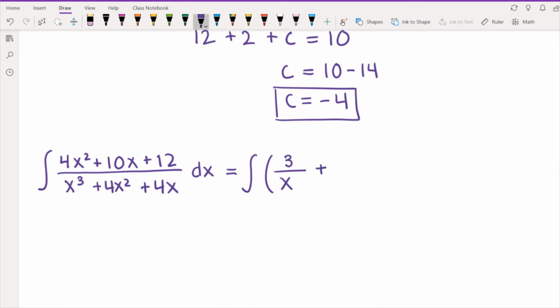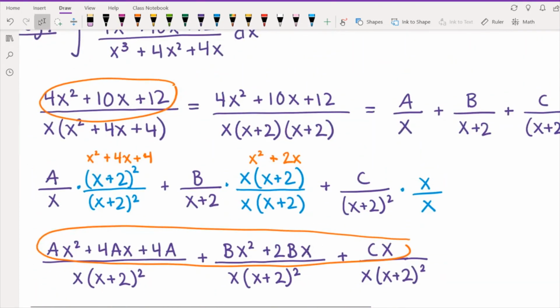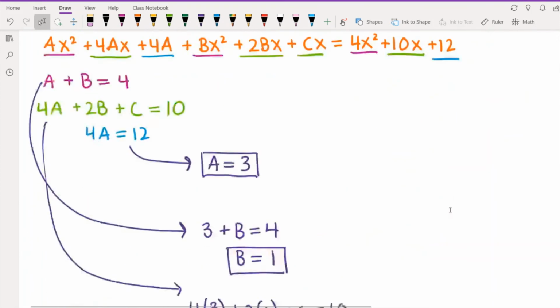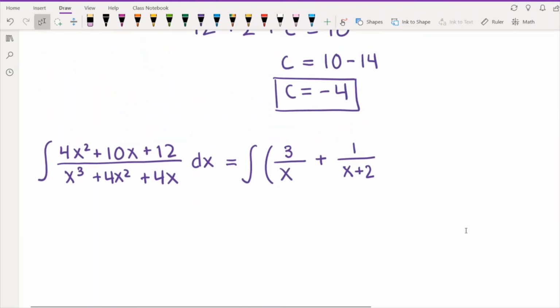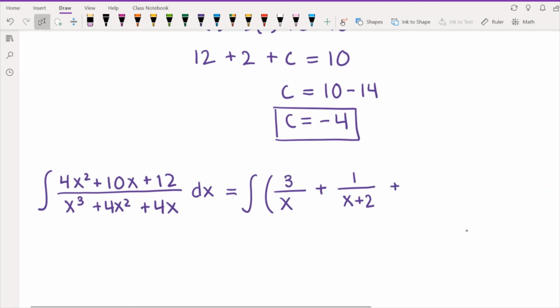And then for b, we found that b was equal to 1. That was the numerator that went with x plus 2. So b over x plus 2. And then we found that c was -4, and that was the numerator that went with x plus 2 squared.